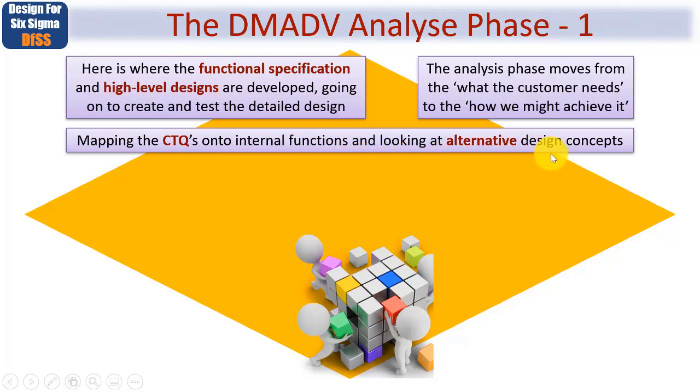Now we've got a very important tool coming up which I'll go into a lot more detail on. It's called the House of Quality, also known as Quality Function Deployment. And since that is by far the major tool that's used in DMADV, I'll be going into a reasonable amount of detail on what that is and how it's used.